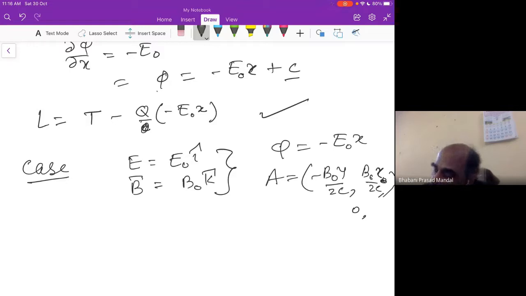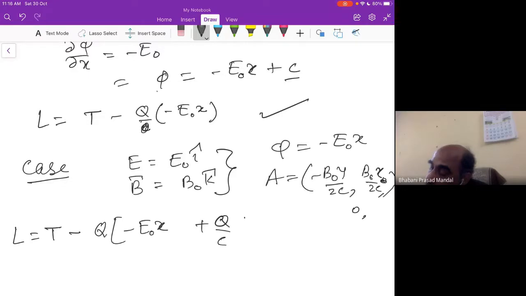So we will have your Lagrangian, T the kinetic energy, minus Q times E0 x, plus Q by c times x dot times minus B0 y by 2c plus y dot B0 x by 2c. So this will be your Lagrangian.